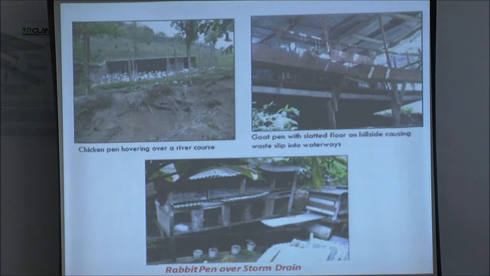So in the first one, we see a chicken pen hovering over a river course. So obviously, the droppings from those chickens were going to the river. We see a goat pen with slatted floor on the hillside, causing water to slip into the waterways. We see a rabbit pen over a storm drain. These are actual pictures in Tobago.